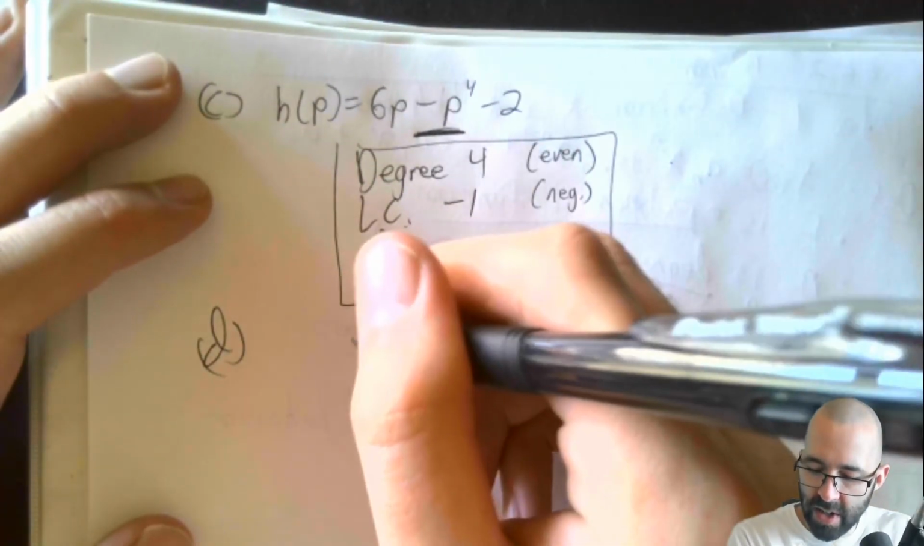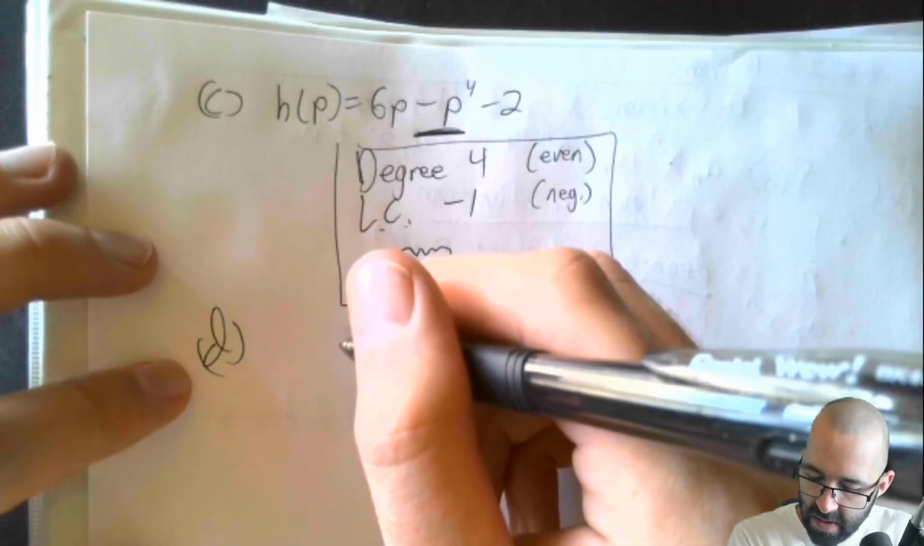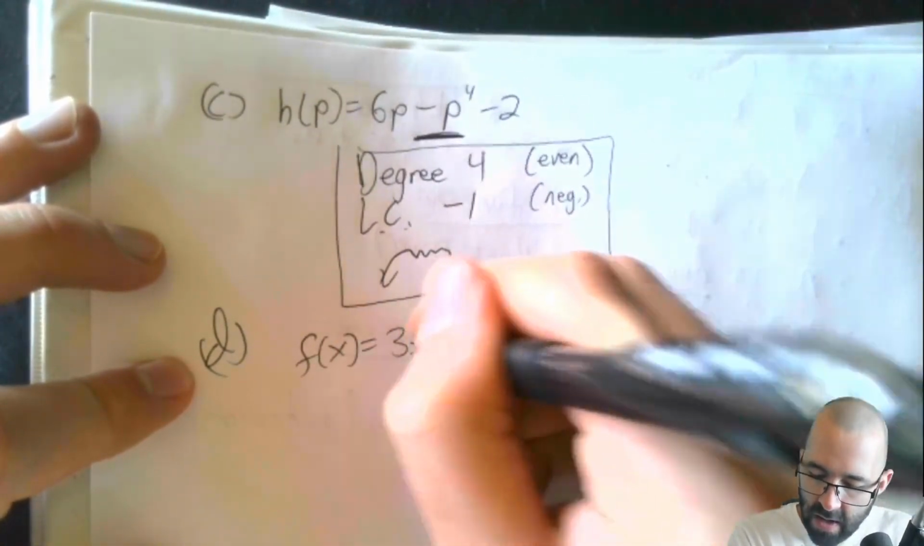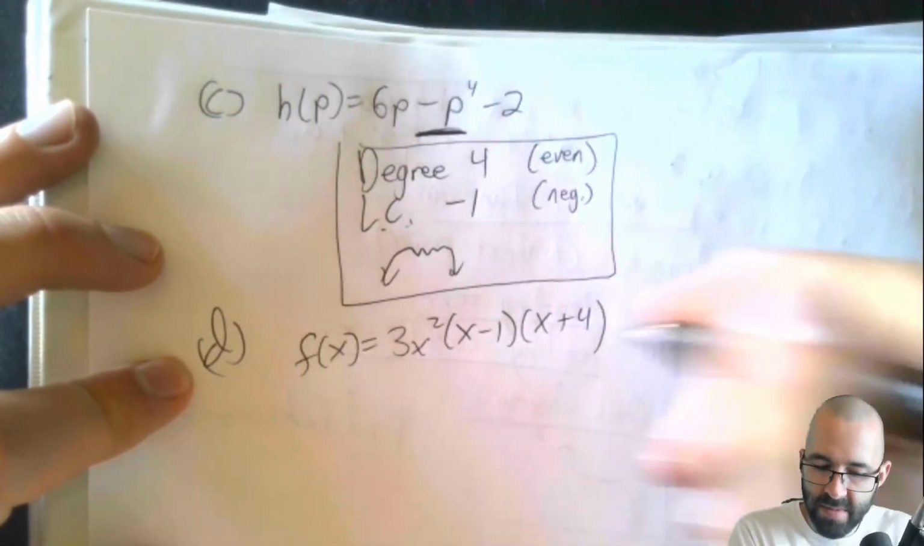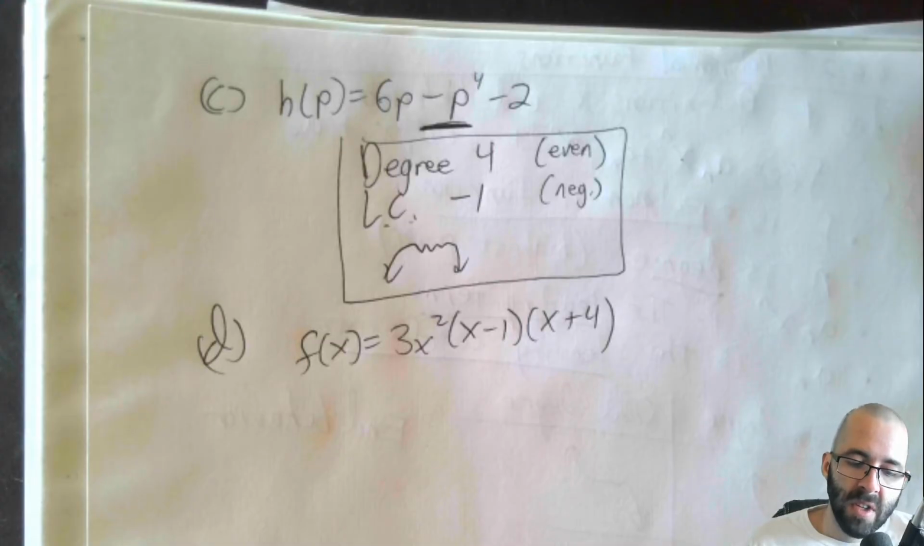All right, one more trick question before we finish the video. Again, this should be the longest video out of all of them. We have f of x is equal to 3x squared times x minus 1 times x plus 4. This is certainly not in general form. This is all factored, which is great for x-intercepts. But it's not so useful here.